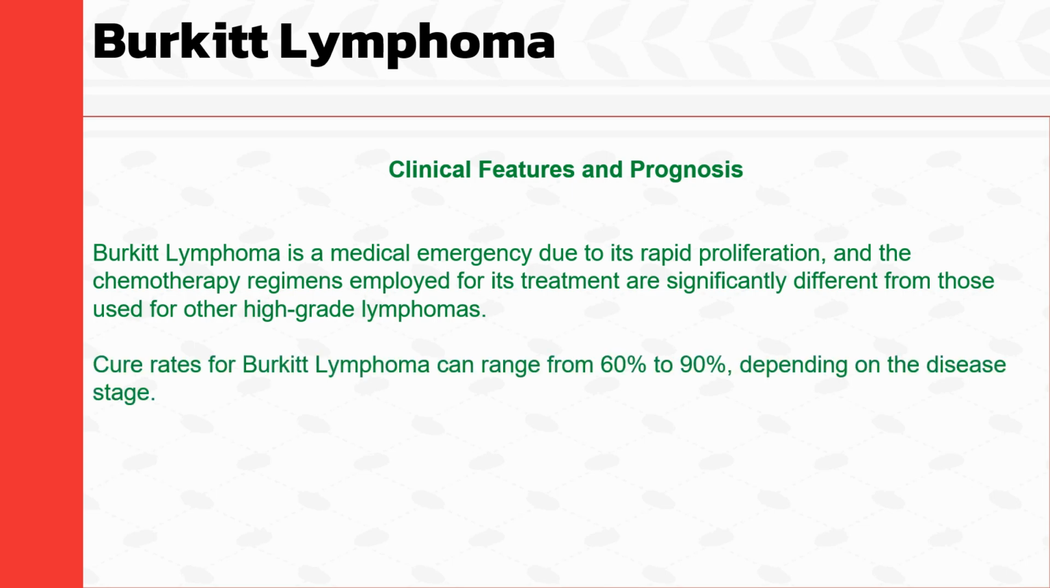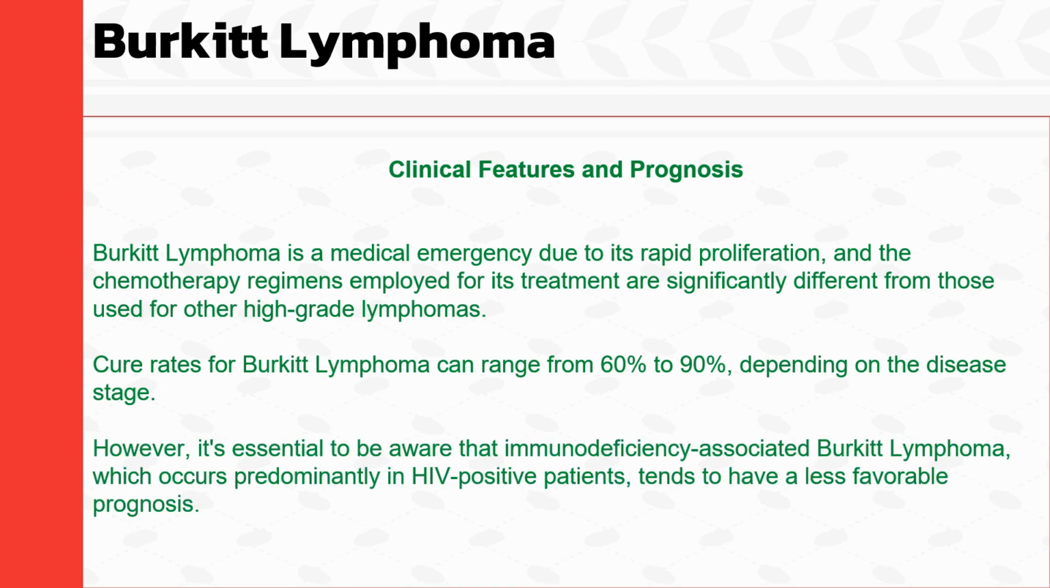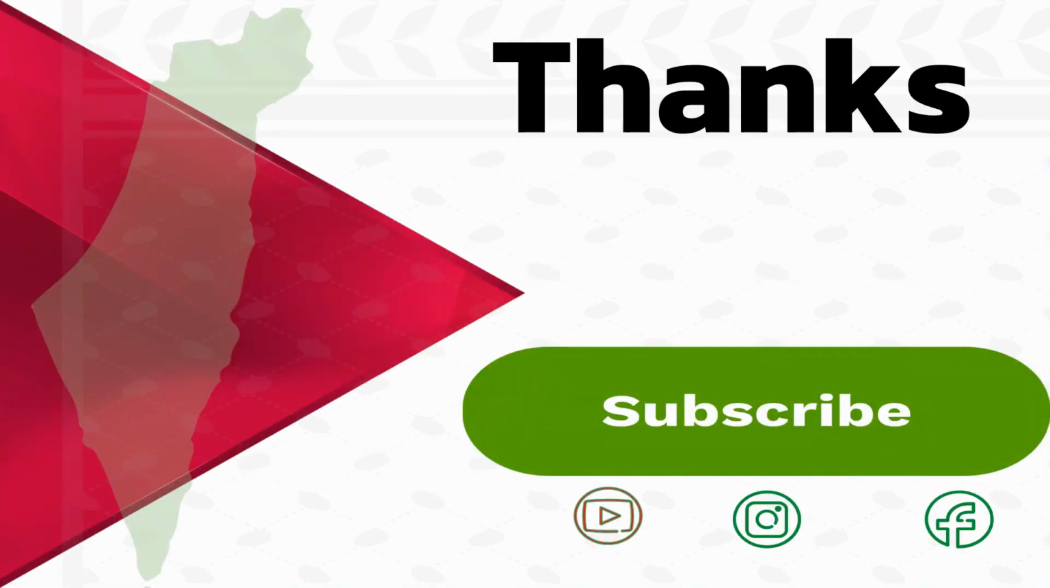Cure rates for Burkitt lymphoma can range from 60% to 90%, depending on the disease stage. However, it's essential to be aware that immunodeficiency-associated Burkitt lymphoma, which occurs predominantly in HIV-positive patients, tends to have a less favorable prognosis.